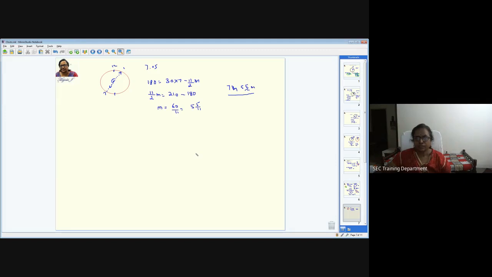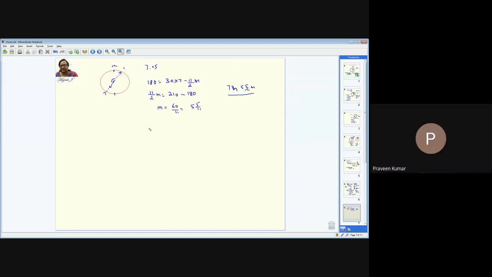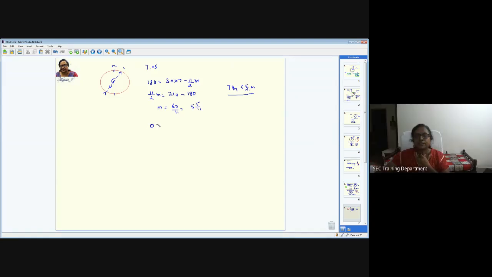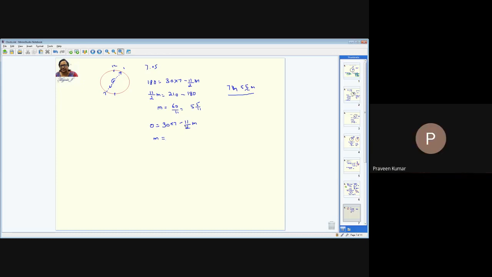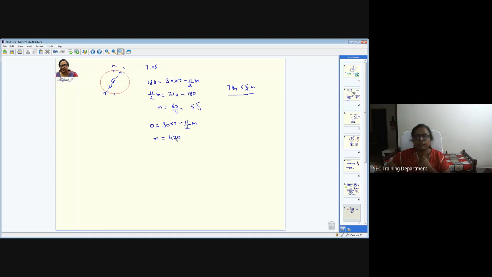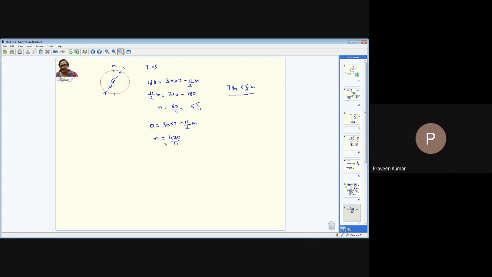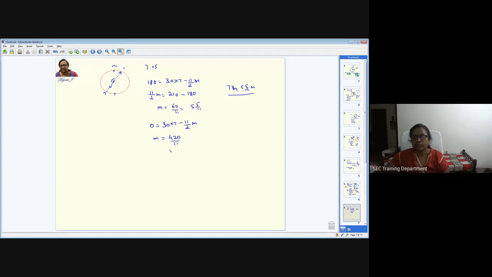And there's one more question, right? What is it? Coinciding. So what should you do for coinciding? 0 degree. Good. That's all. 0 degree is equal to 30 into 7 minus 11 by 2 m. So m, I can directly write it here. 11 by 2 m. This is 210 into 2, 420 by 11. I'm directly writing it here because it's 0, so I'm taking it to the other side. 210 into 2 will become 420. 420 by 11.